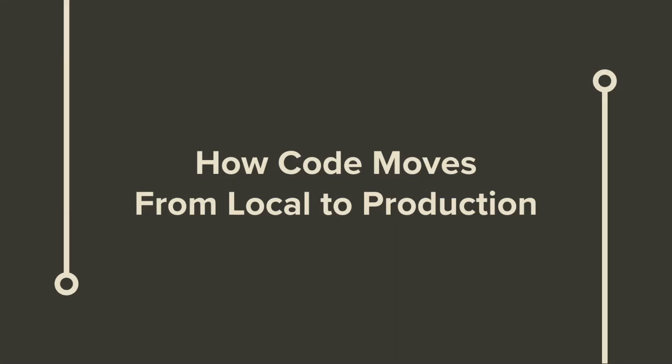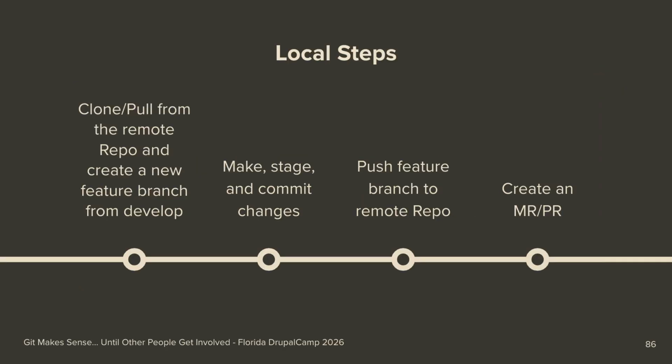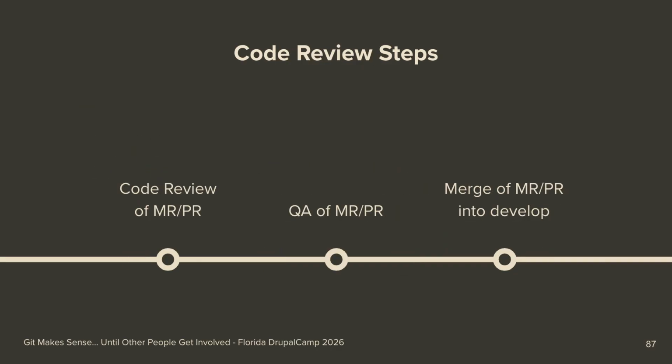Okay, so how does the code move from our local to production? I think this is just my walkthrough. We're just going to picture this. We're going to clone or pull the remote repo to our local and create a new feature branch from the develop branch. We're going to make our changes, stage them, commit them, and push them up to the repo and create a merge request or pull request to merge those into the develop branch, in this case, like a git flow.